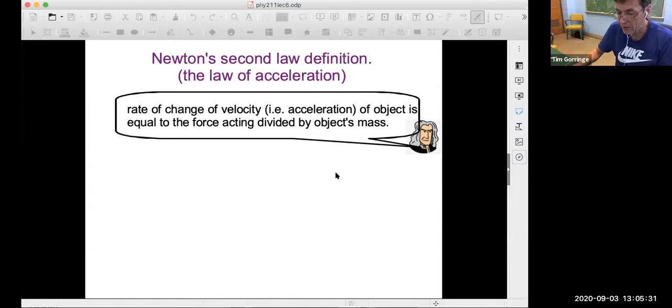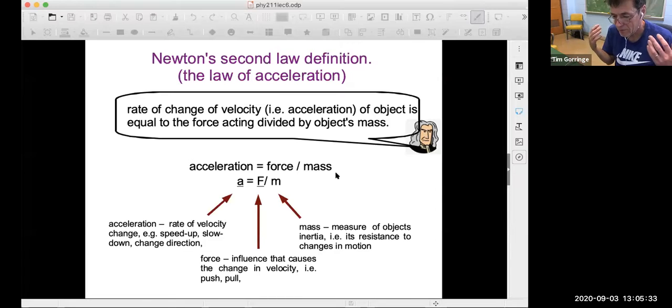Now, we normally think of this law not as that statement, but as an equation: acceleration is equal to force divided by mass. There's a little formula, here it is. The acceleration a is equal to the force F divided by the mass m. It's a tiny, innocent-looking law, but it was a massive, humongous breakthrough in understanding motion. And it's important to appreciate that.